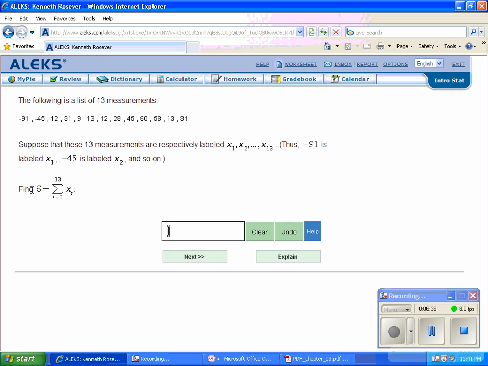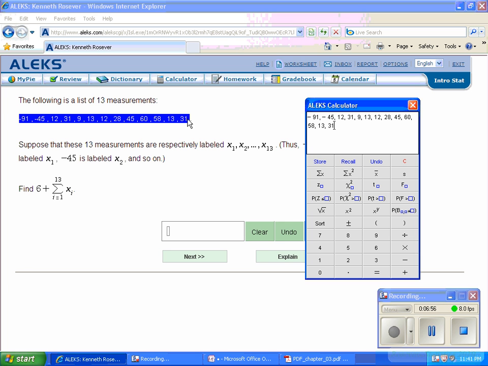Now, this one's a little different, but it's not hard because the 6 is outside of the summation. So we're going to do the summation and add 6 to it, or 6 plus the result of the summation. The only question is, is the index complete? Is it from 1 to 13? Do I have 13 measurements? I do. So I use all 13, which is very quick.